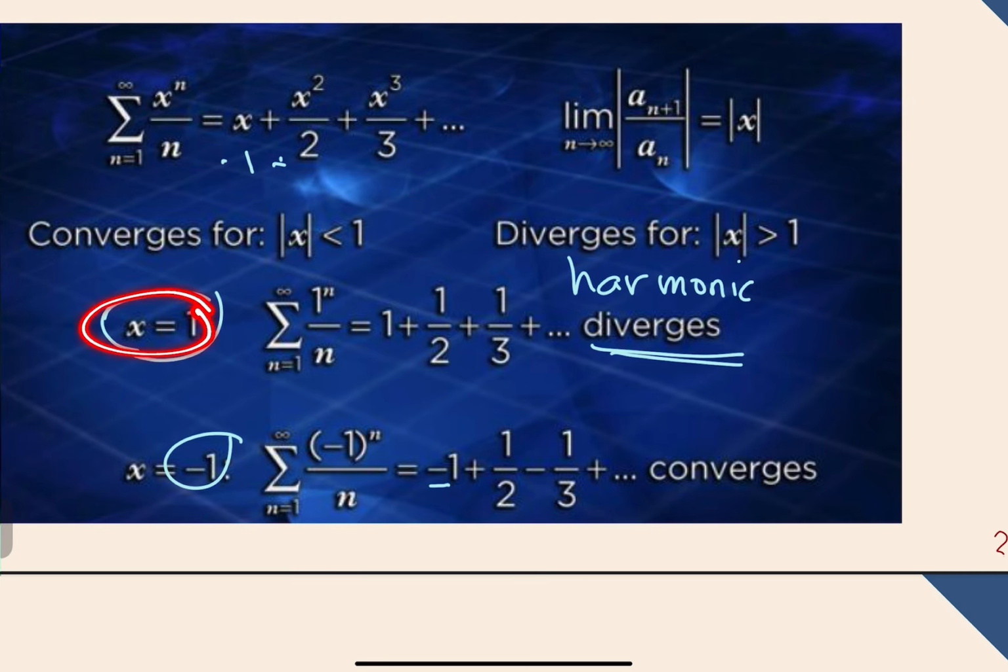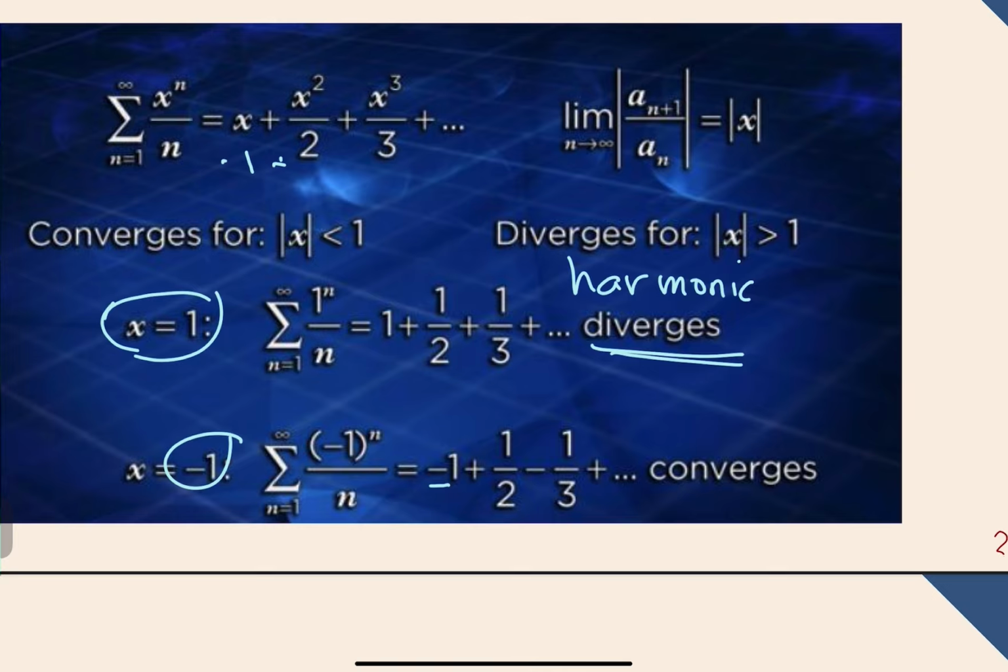What happens when x is equal to 1? So when x is 1, we have 1 plus 1 squared over 2, 1 half, 1 cube, 1 third. Okay, so look, what do we have now? 1 plus 1 half plus 1 third. Isn't it the harmonic series? Isn't it the old harmonic series that we have studied? And you know very well that this diverges by the integral test. So it diverges at x equal to 1.